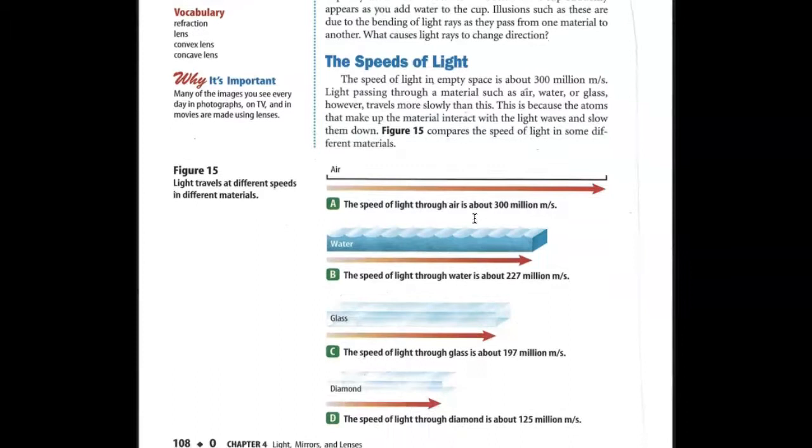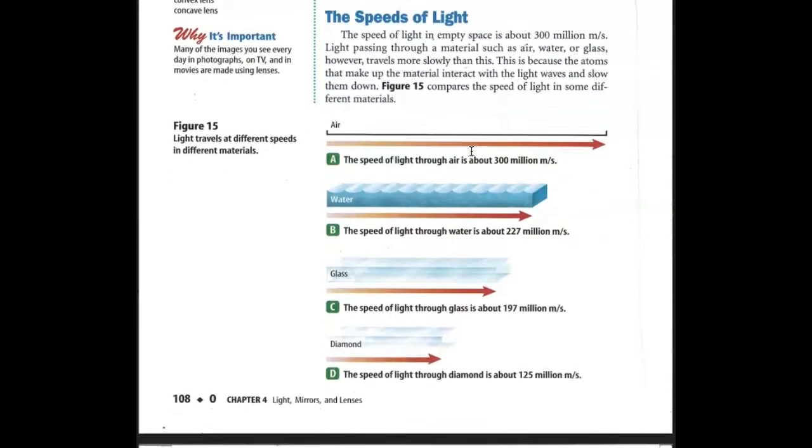Speeds of light. The speed of light in an empty space is about 300 million meters per second. Light passing through a material such as air, water, or glass, however, travels more slowly than this. This is because the atoms that make up the material interact with the light waves and slow them down. Figure 15 compares the speed of light in different materials.